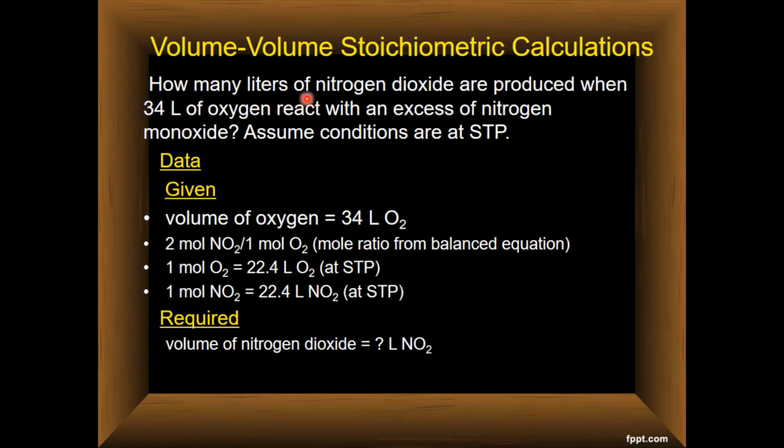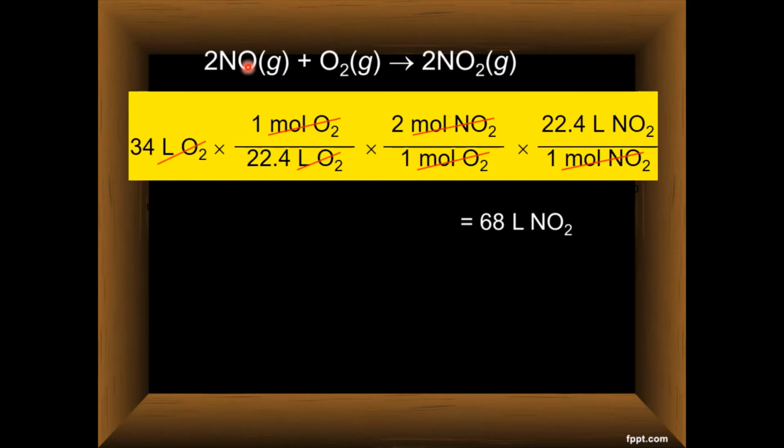Second, how many liters of nitrogen dioxide? Nitrogen dioxide means NO2. So 1 mole of NO2 is equal to 22.4 liters, because this is a gas as well. So at STP, 1 mole of nitrogen dioxide equals 22.4 liters. What is required? The volume of nitrogen dioxide from 34 liters of oxygen. This is our chemical equation: 2NO plus O2 arrow 2NO2, meaning 2 moles of nitrogen monoxide react with 1 mole of oxygen to give 2 moles of nitrogen dioxide.